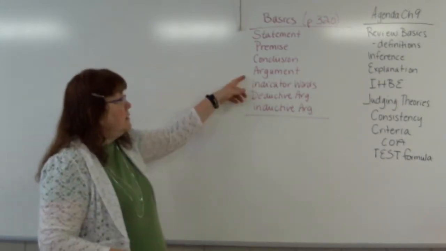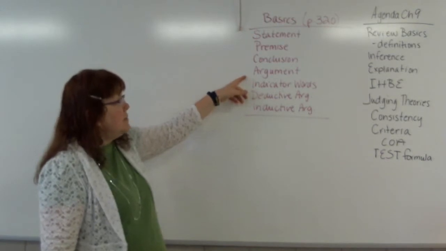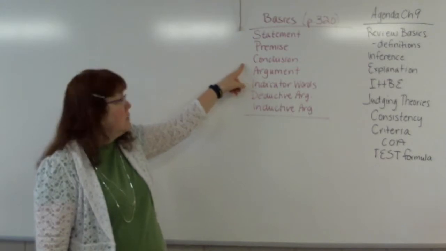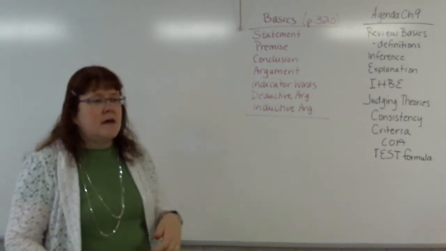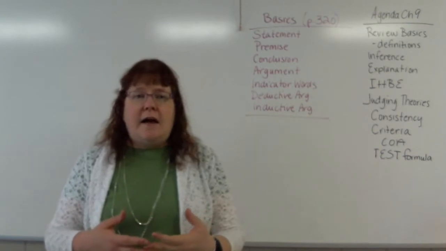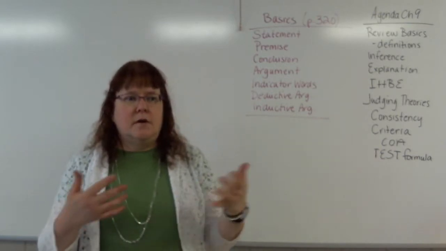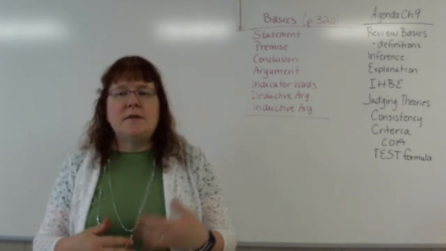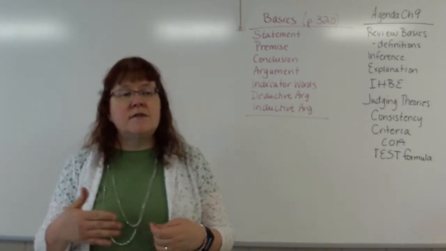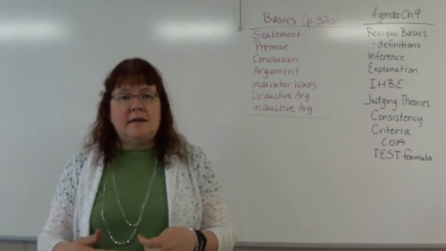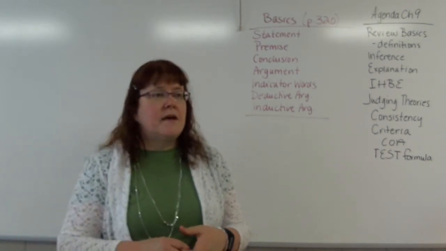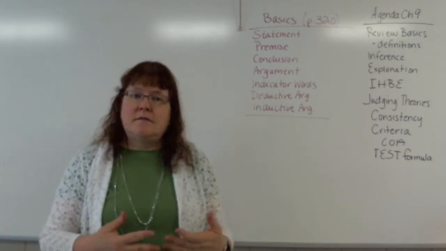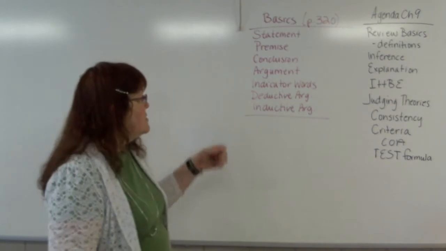An argument is just a group of statements where some of them, the premises, are meant to support another of them, the conclusion, okay? The indicator words are nice to have, things like because and since and for and therefore. We love to have them because that really points out the structure of the argument to us, but they're not absolutely necessary. And you'll see them less and less in inductive arguments, okay? Because we're not working with conclusive evidence. We're working with probable evidence, okay? So remember, we have those definitions as well.